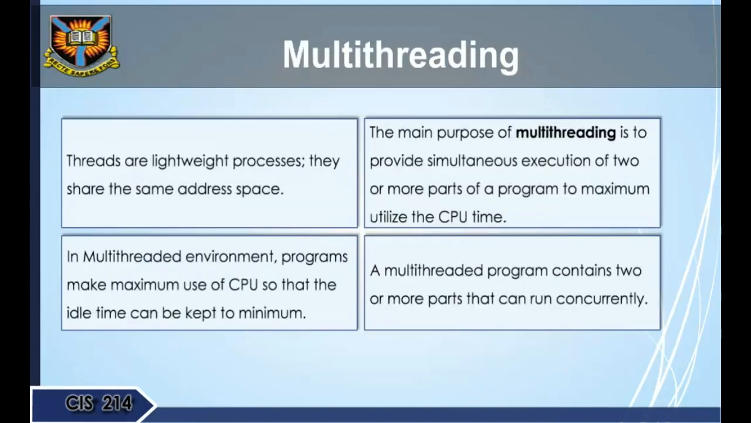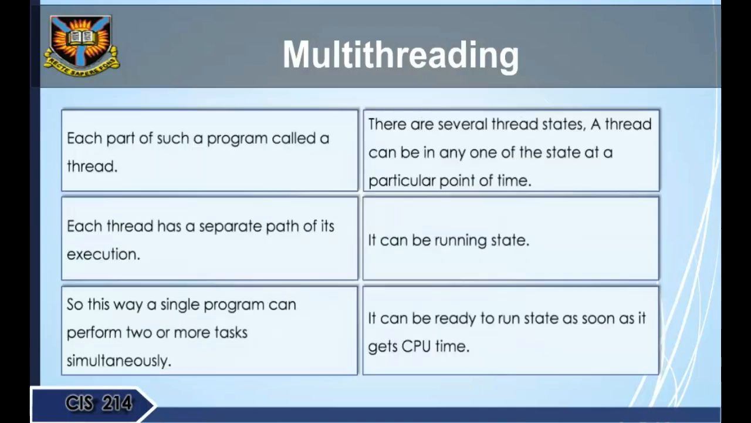Multithreading. Threads are lightweight processes. They share the same address space. In a multi-threaded environment, programs make maximum use of the CPU so that the idle time can be kept to a minimum. The main purpose of multithreading is to provide simultaneous execution of two or more parts of a program to maximize utilization of the CPU time. A multithreaded program contains two or more parts that can run concurrently.